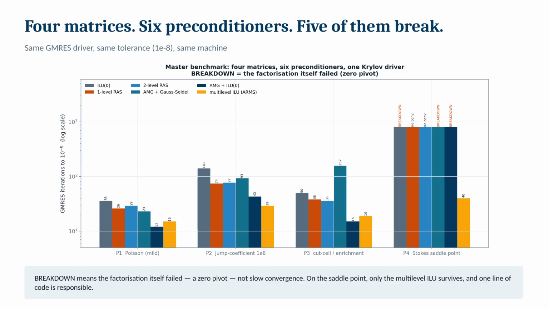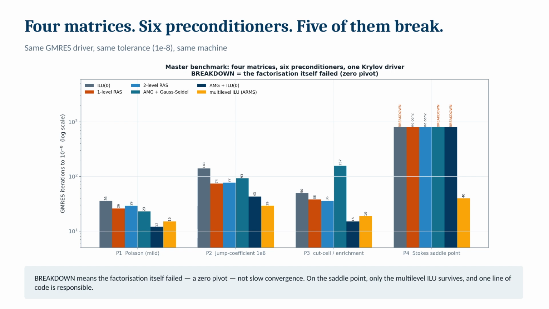Problem 3 is the interesting one. I've injected 80 very stiff couplings into the matrix. This is a crude model of what happens when a two-phase interface lands almost exactly on a node and your enrichment DOFs get statically condensed out. AMG with a Gauss-Seidel smoother goes from 23 iterations to 157. The same AMG hierarchy with an ILU 0 smoother goes to 15. Same coarse grids. Same interpolation.